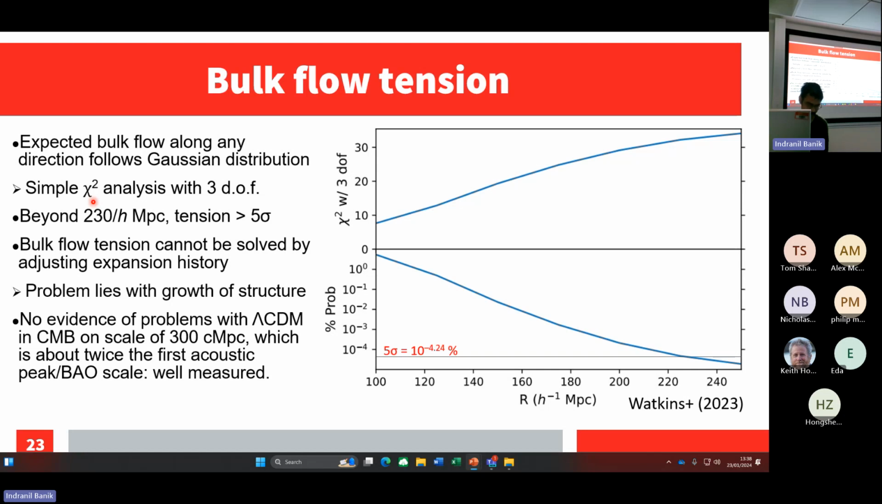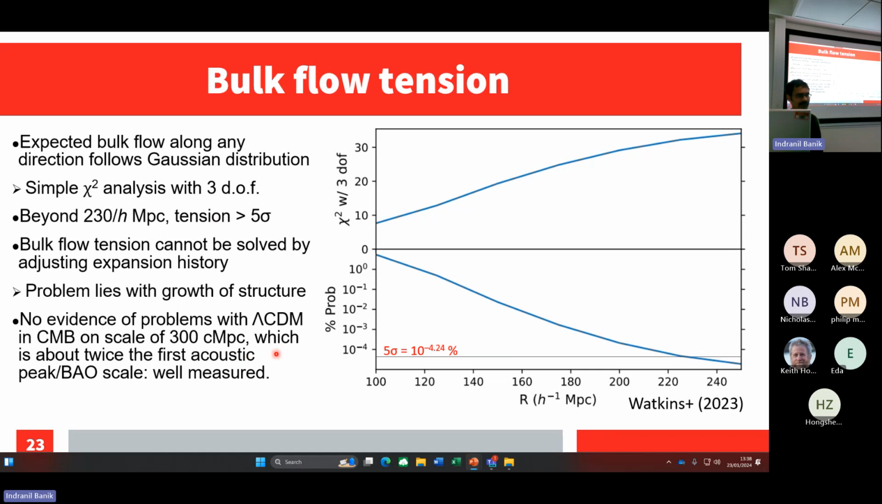The bulk flow along any direction should have a Gaussian distribution in ΛCDM with some variance that you can calculate, and therefore, if it's a 3D test, you can work out a chi-square for 3 degrees of freedom. The thing is that there is more than 5 sigma tension. If you look at the likelihood of the bulk flow as a function of the scale beyond 230 h⁻¹ megaparsec, there's a problem.